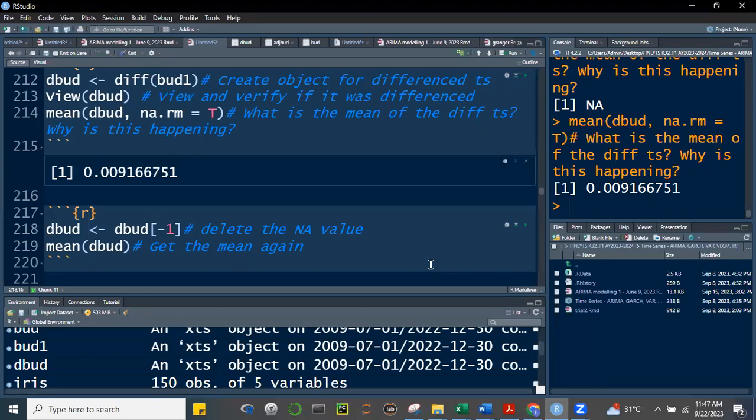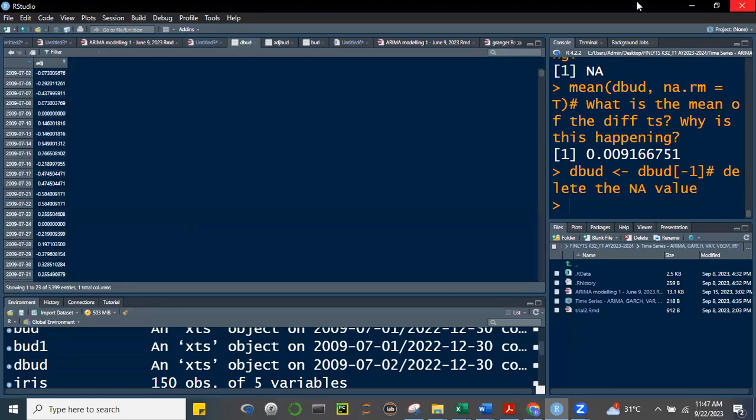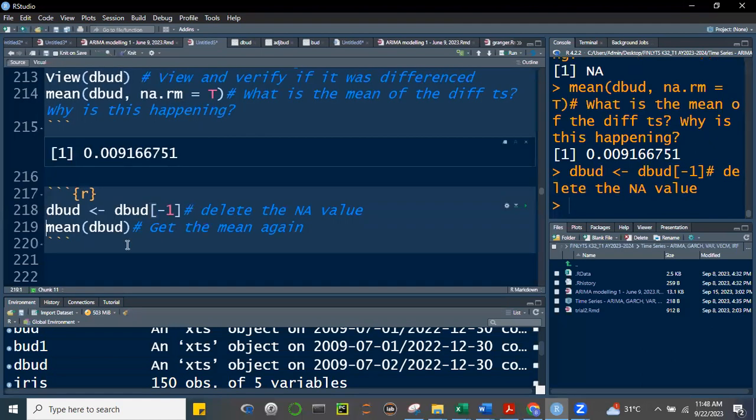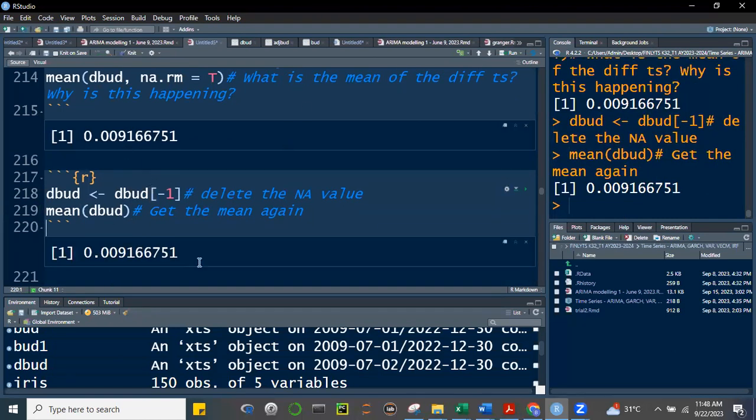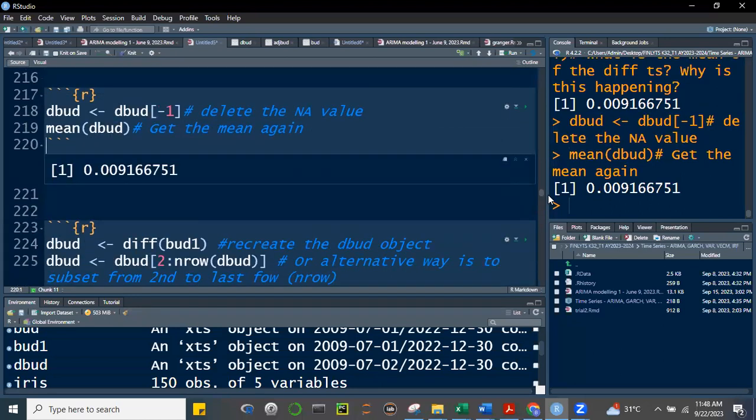Hindi siya pwedeng i-delete. Same thing, class, if this was just one row, tapos several columns, hindi rin natin pwedeng i-delete yung row doon kasi iisa lang siya. Okay? So in this case, if I run this, there. Nawala na yung NA, and so we can now get the mean of dbud, which is the same as above. Okay.